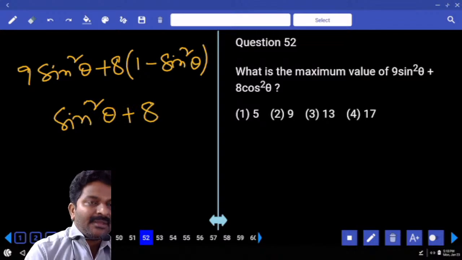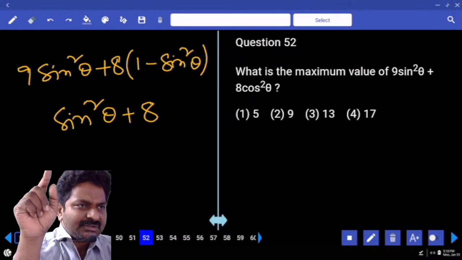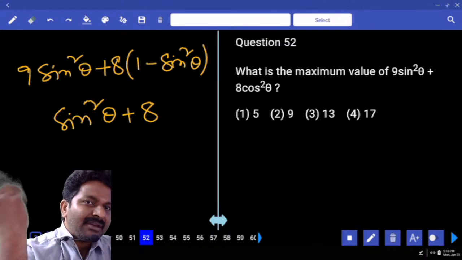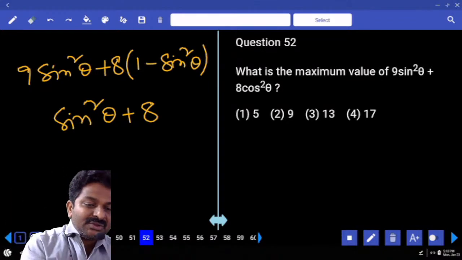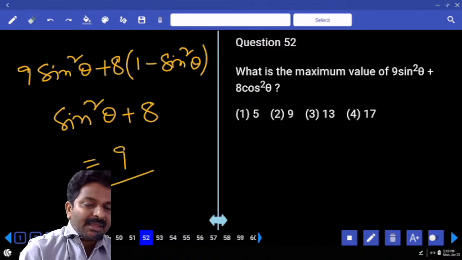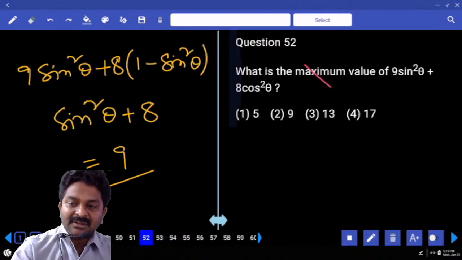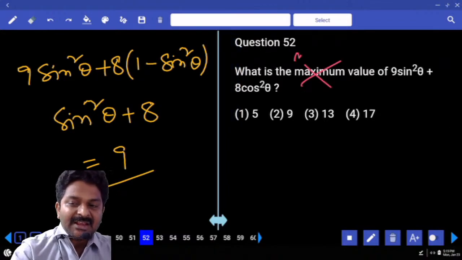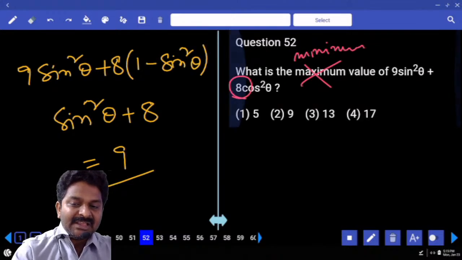Correct? So you know trigonometric ratios. For sin theta, what is the maximum value that you get? Maximum value 1. Square is also 1. So what is the value? 9. In the same question, if you are asked to calculate the minimum value, the answer is 8.